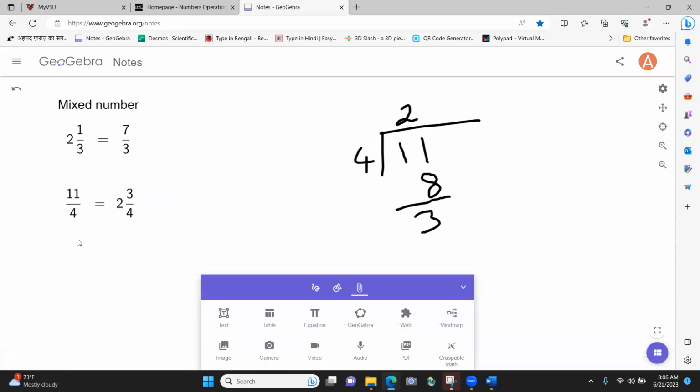Now, if you test it, did you get it right? Very easy. 4 times 2 is 8. 8 plus 3 is 11. 11 goes on top like we did before, and 4 is 4. So it is correct. Okay? So we just learned how to convert mixed numbers to improper fractions and how to convert improper fractions to mixed numbers. Okay, guys? Let's move on.